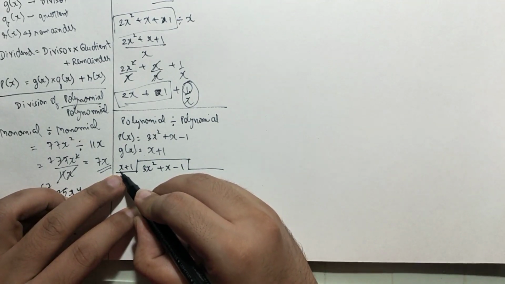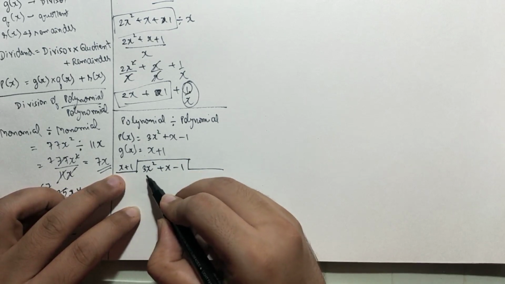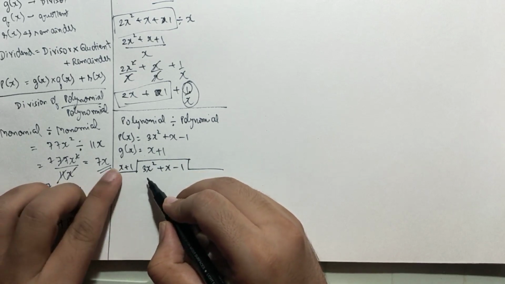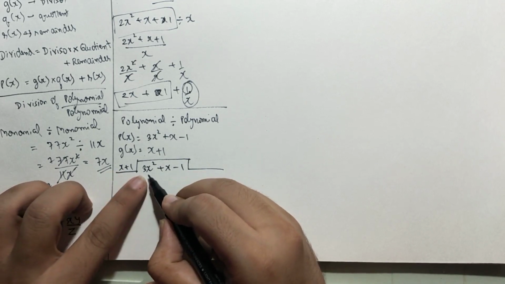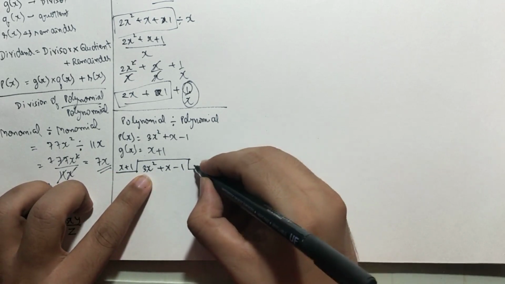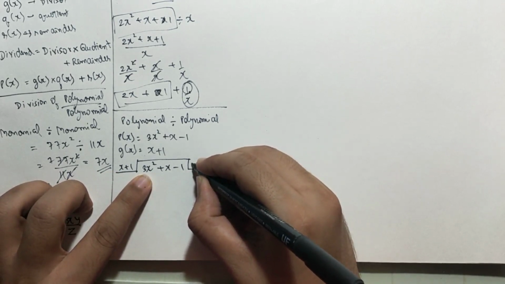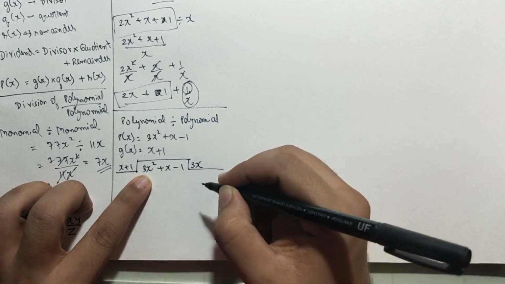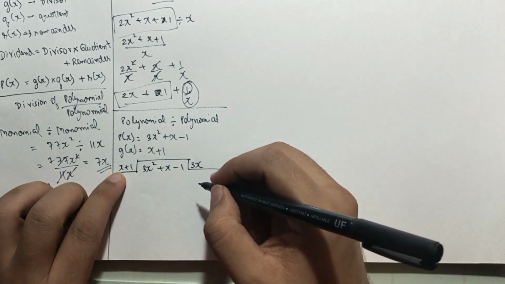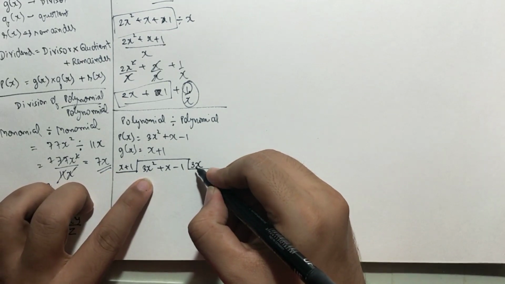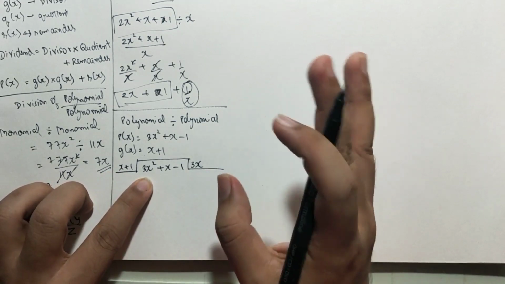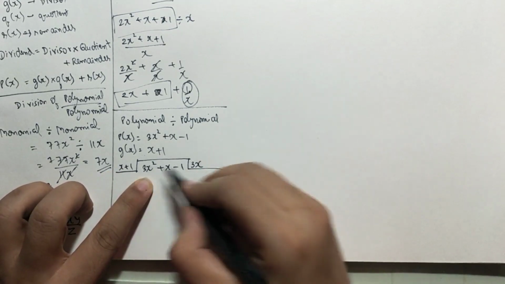What should be multiplied with this first term x so that it becomes 3x square? We know that it should be multiplied with 3x. If I multiply this x with 3x, it will become my 3x square. Same as our division method, we also do it this way.